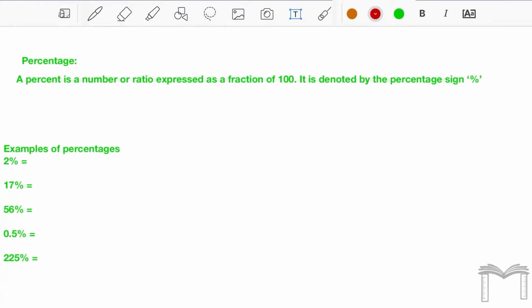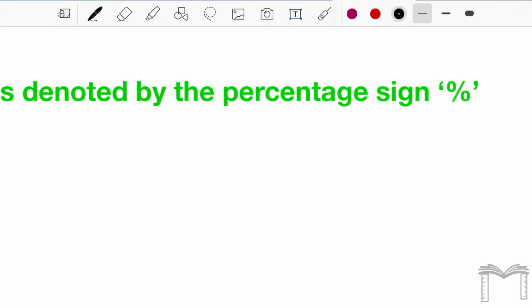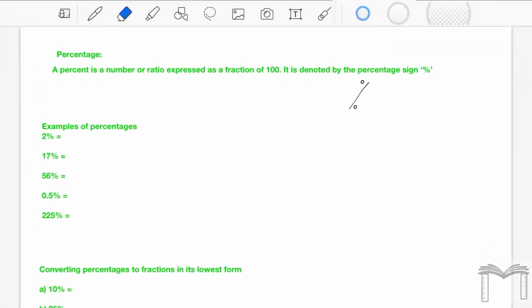Percentage. A percent is a number or ratio expressed as a fraction of 100. This simply means that the denominator of the fraction would be 100. It is denoted by the percentage sign. What does this definition mean?